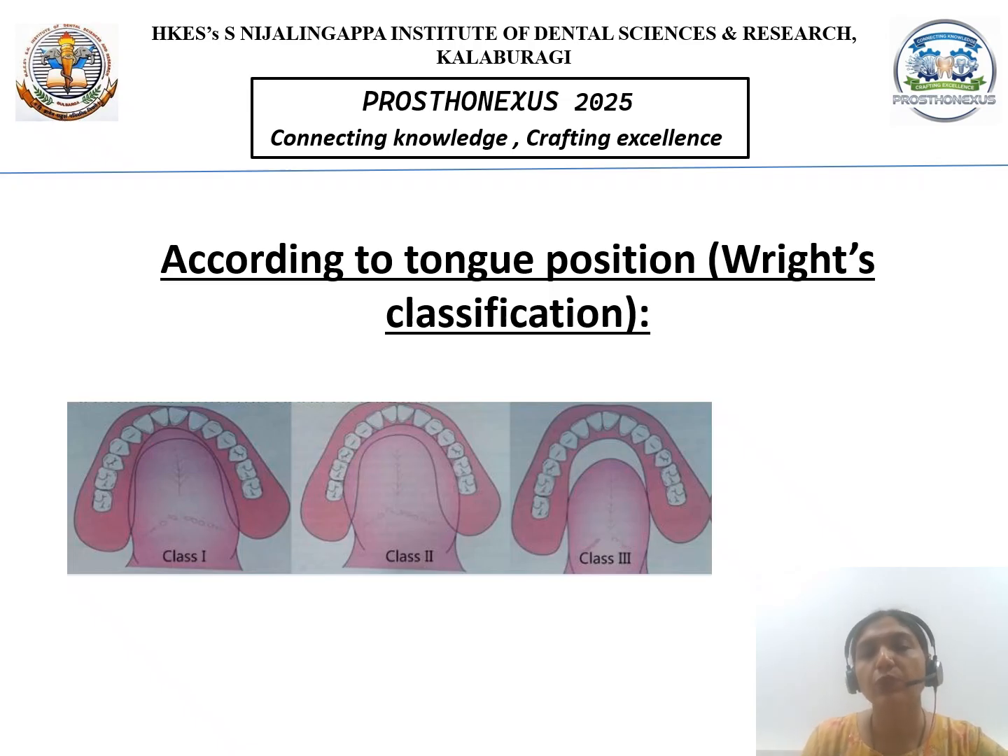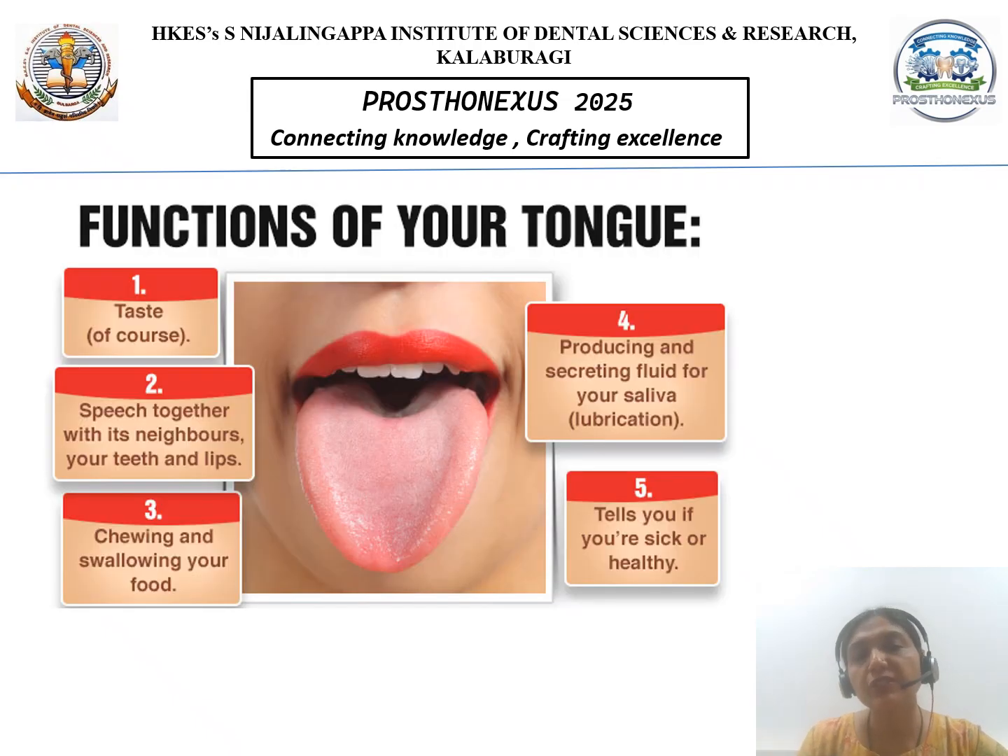So we have to see that we can make certain modifications in our impression making techniques to improve the retention and stability. Also in teeth arrangement we can make certain modifications such that the stability of the denture is maintained in such cases. Then we have functions of the tongue.